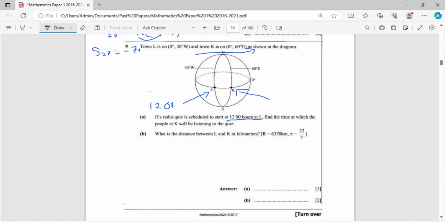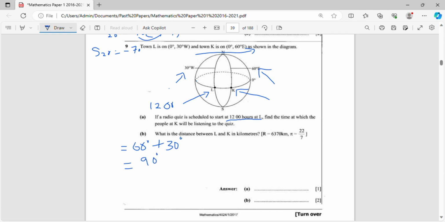So the other thing here, to find the time difference, is first, since they are on the same latitude, we're going to find the difference in the longitudes. L is on longitude 30 degrees west and K is on longitude 60 degrees east, and now they are in different hemispheres because L is in the western hemisphere while K is in the eastern hemisphere. So for different hemispheres we add. So the difference in longitudes will be given by 60 degrees plus 30 degrees, which will give us 90 degrees.